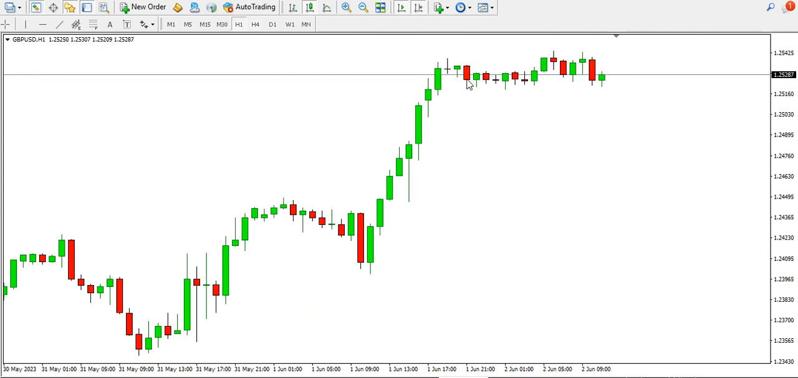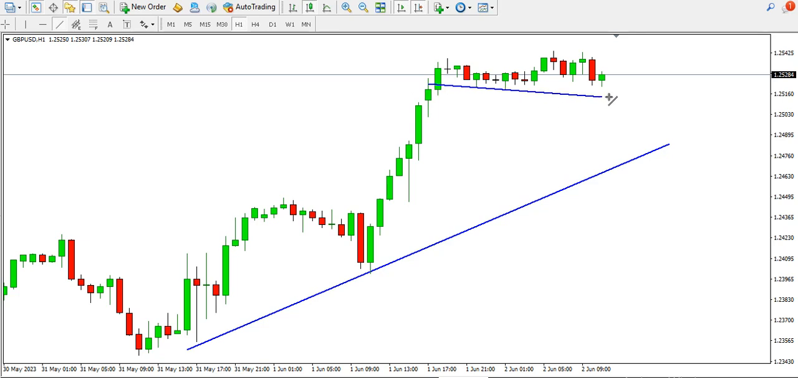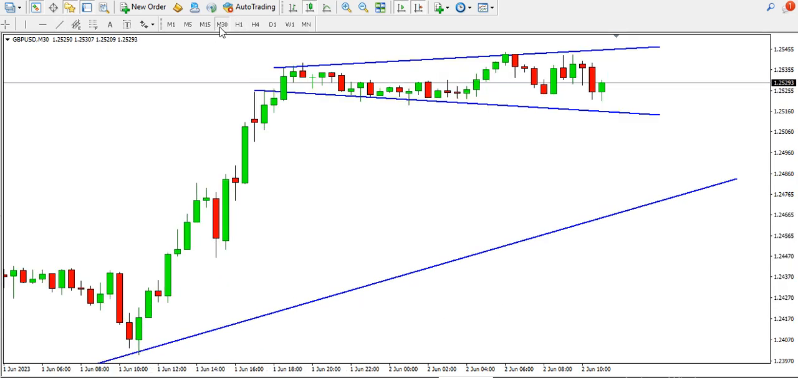On the 1-hour time frame, GBPUSD price is bullish as price continues to register a low, a high, higher low, higher high, higher low, higher high, higher low, higher high. So price continues to register higher highs and higher lows, which is typical of a bullish trend. So you might consider buying GBPUSD for now. On the 30 minutes time frame, what do we have?